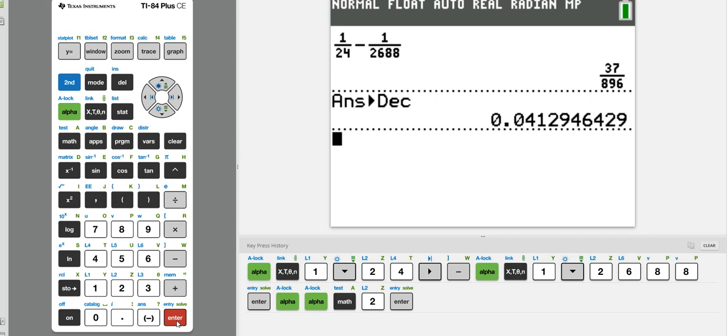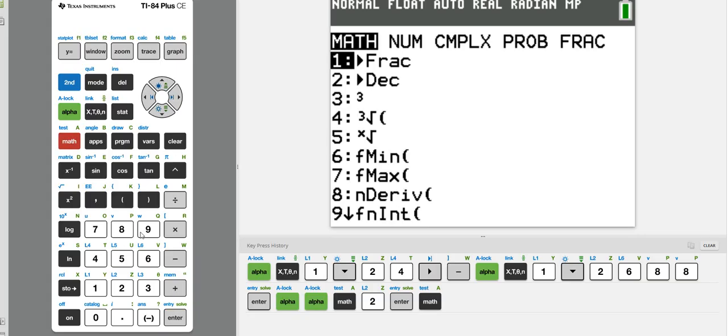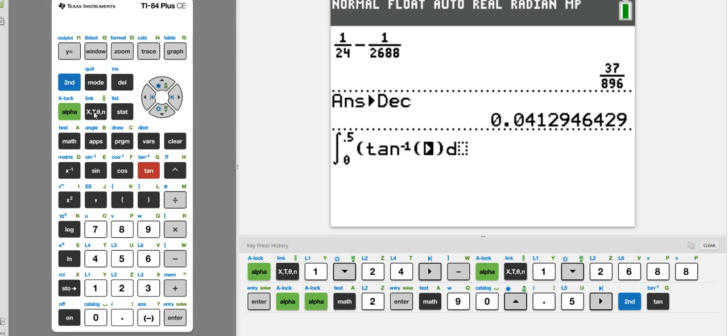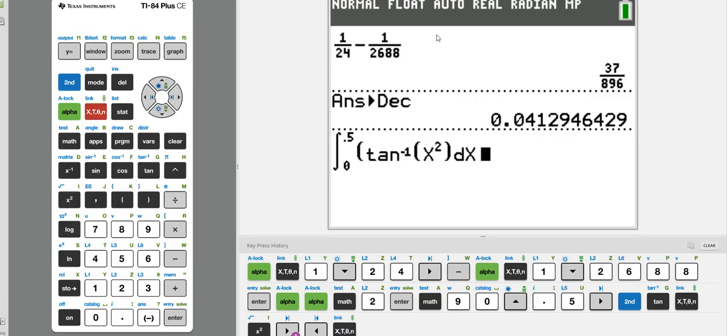Can anyone think of a way I can check this? Is there a way I can check this to see just how good we did? Yeah, math 9, right? So let's check this. Now, the unfortunate part about math 9 is that there's no arctan built into our calculator. What do you have to do to get the arctan instead? Inverse tangent. Yeah, there you go. So 0 to 0.5. And then we'll do the arctan as the inverse tangent of x squared and dx. Make sure your calculator is in radian mode.